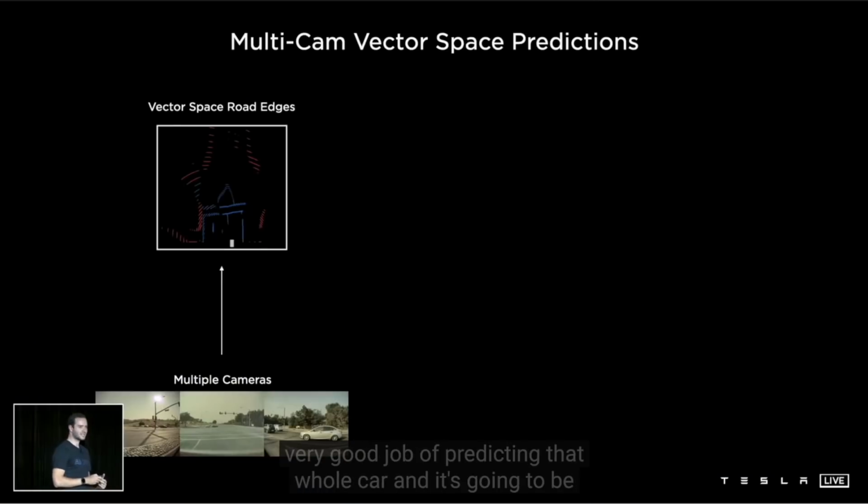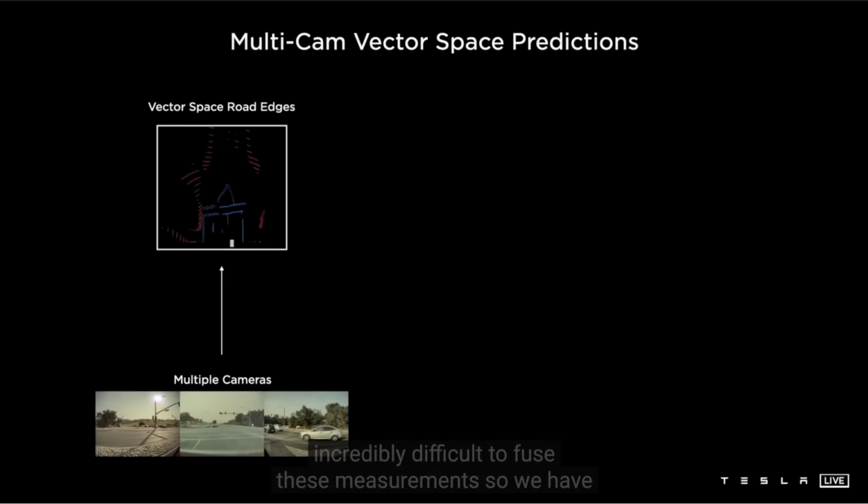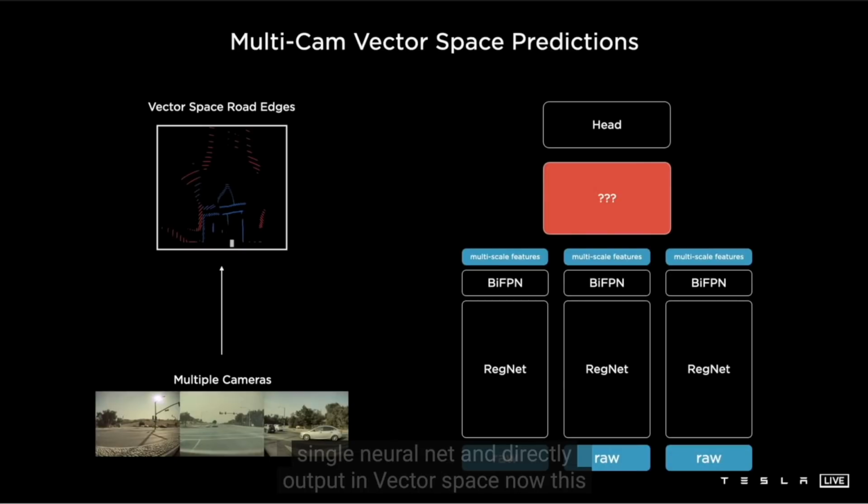So we have this intuition that what we'd like to do instead is take all of the images and simultaneously feed them into a single neural net and directly output in vector space. Now, this is very easily said, much more difficult to actually achieve. But roughly, we want to lay out a neural net in this way, where we process every single image with a backbone, and then we want to somehow fuse them.